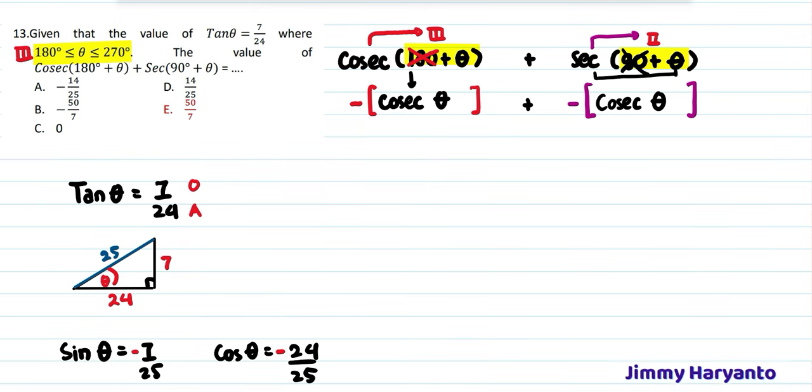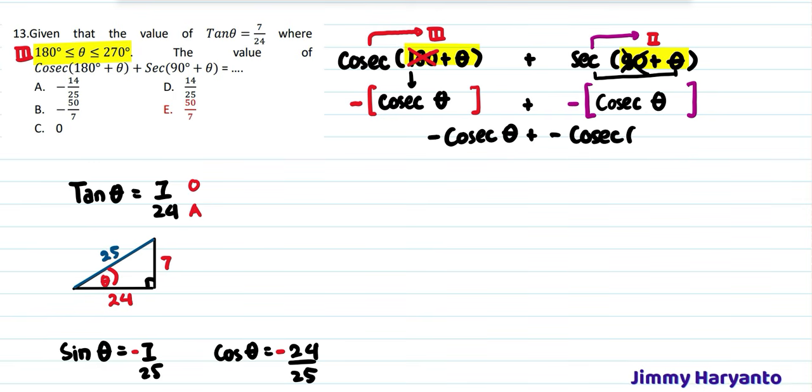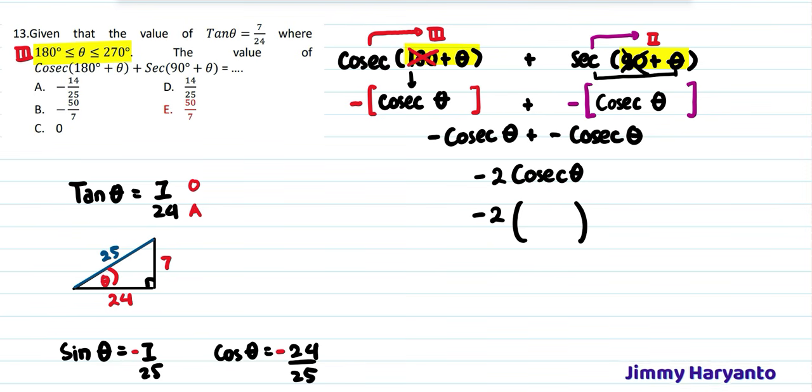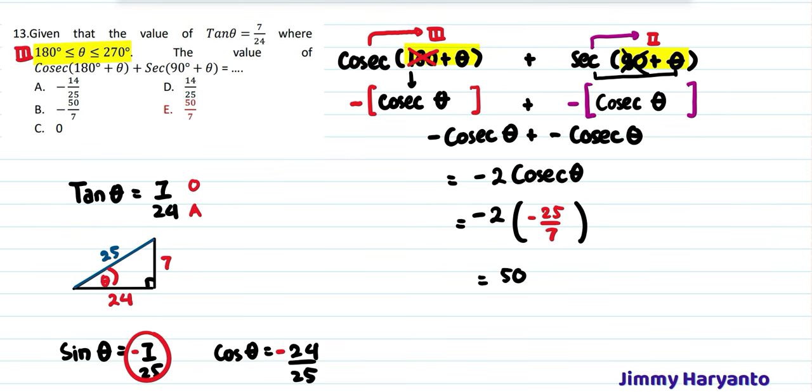Okay, so we have negative cosecant theta right here plus another negative cosecant theta right there. That means we can combine it into negative 2 cosecant theta. And we already know that cosecant theta is the reciprocal of the sine. That means it will be negative 25 over 7. Yeah, don't forget to put the negative. It means we have negative 50 over 7 for the final result.